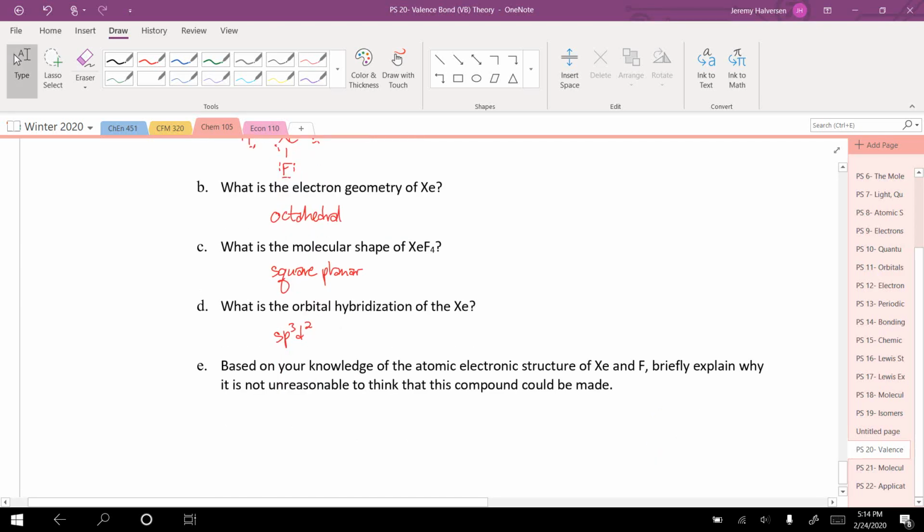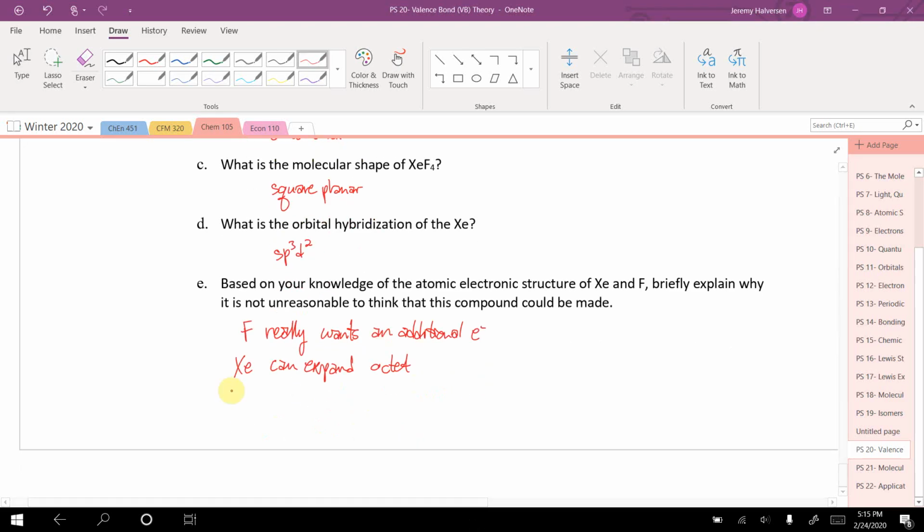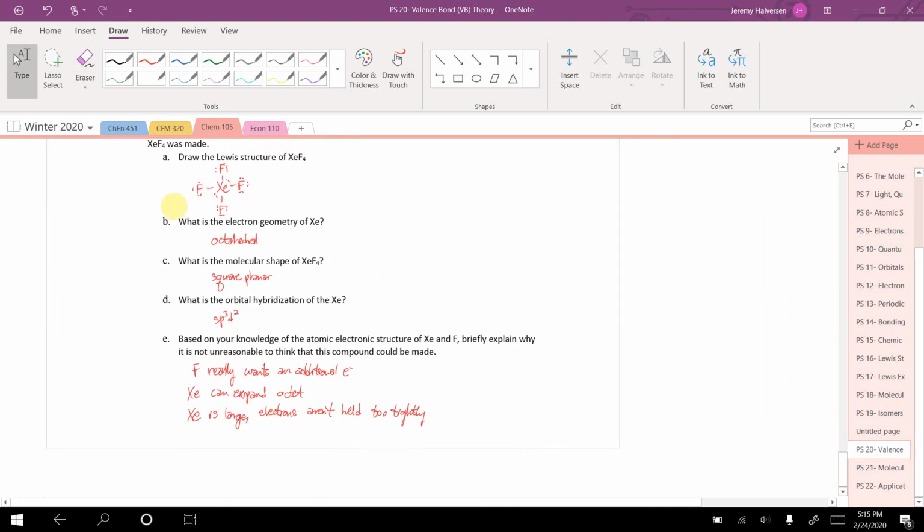Well, we know that fluorine really wants an additional electron. And xenon can expand its octet. And xenon is large, so its electrons aren't held super tightly. So they can go out, flirt with the fluorine, and make a bond.